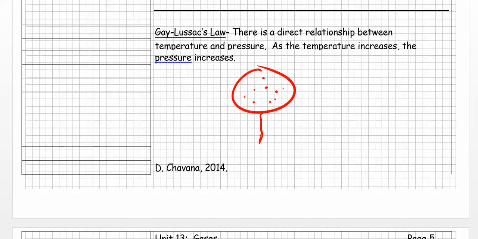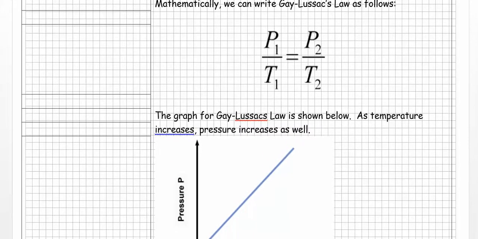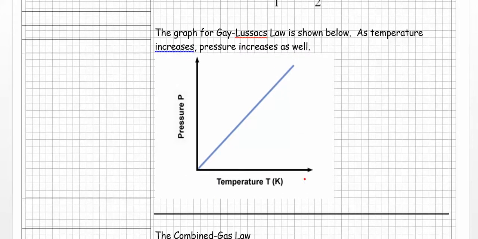But I heat up the balloon, right? I heat up the balloon not to burn the sides of the balloon or the material that holds the particles in place, but I heat up the balloon. What's going to happen to the pressure? The pressure is going to increase. So we said with regard to Gay-Lussac's law that if the temperature increases and the volume is held constant, the pressure is going to increase as well. And we can state that mathematically as P1 over T1 is equal to P2 over T2. And graphically, as temperature increases, pressure increases, and it is a linear relationship. All right?